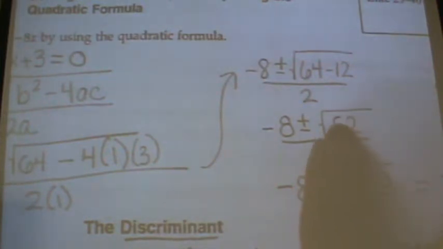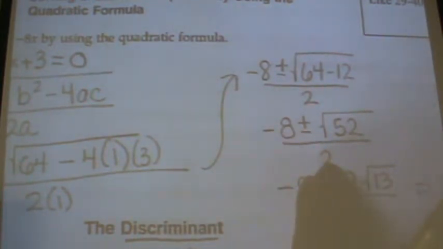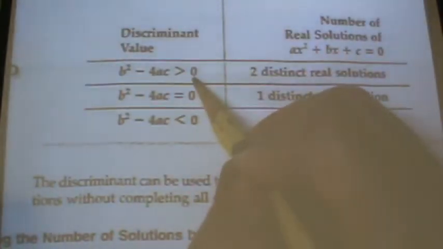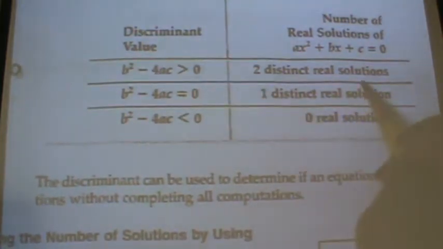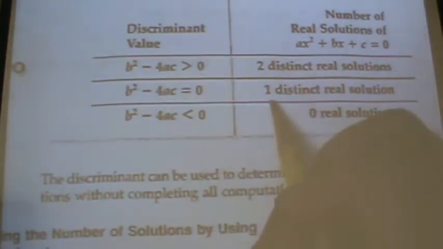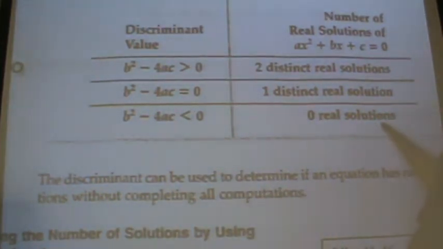What if it came out to be a 0? 0. No, then that's one solution. It would be negative 8 over 2. So if the discriminant is greater than 0, which just means positive, then there's going to be 2 answers. If it's 0, there's 1, and if it's less than 0, which means negative, there are none.